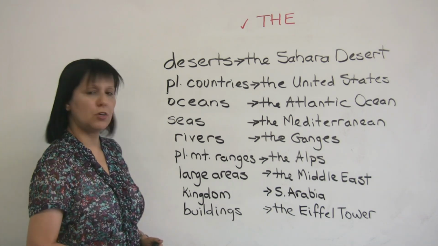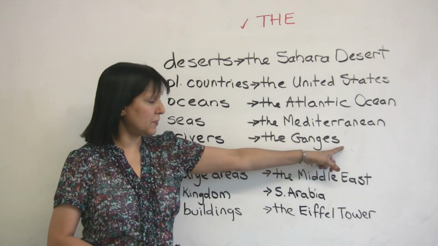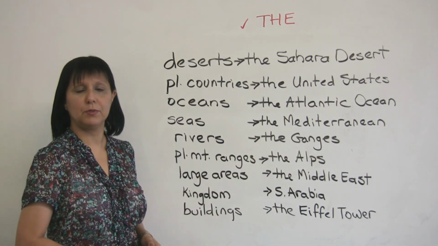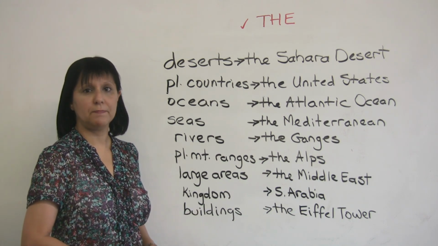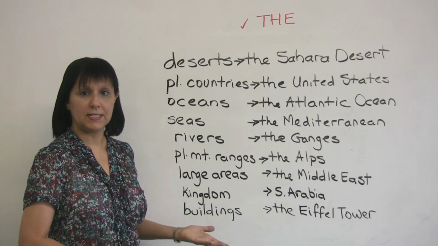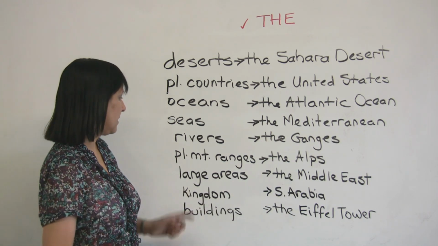We use "the" when we're talking about rivers. You don't have to use the word "river" at the end. You could, for example, just say, the Ganges is in India, right? The Ganges is in India. Or the Ganges River is in India, all right?